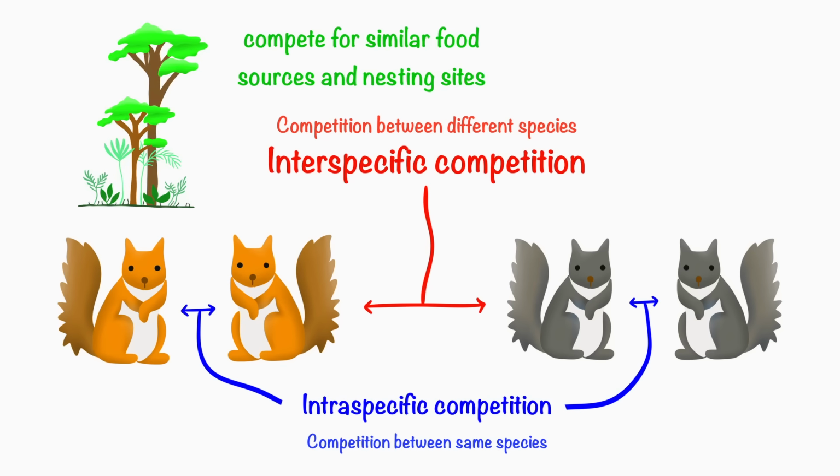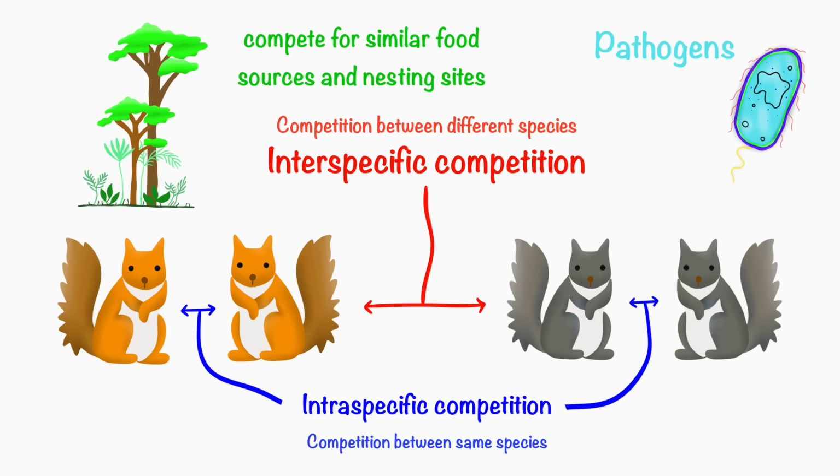Consider red and gray squirrels inhabiting the same woodland. Both species compete for similar food sources and nesting sites, with the better adapted species typically dominating over time. Pathogens represent another crucial biotic factor, causing diseases that can decimate populations.